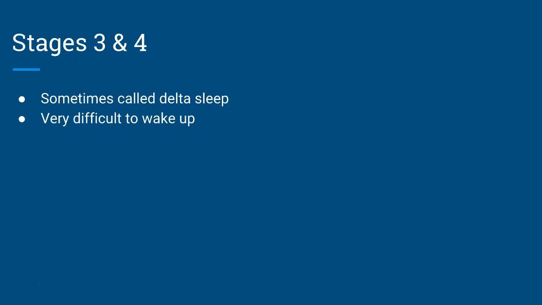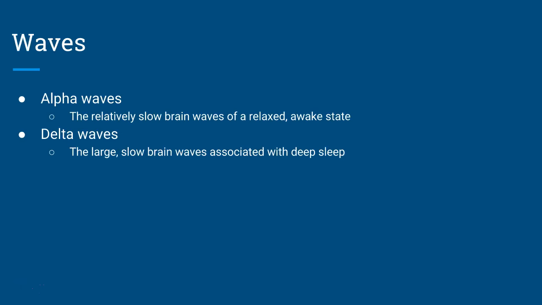Stages 3 and 4 are sometimes called delta sleep. These are where it's very difficult to wake you up. Sleepwalking can occur during stage 4. People can shout your name and you're not going to wake up. Also, if you get woken up during stage 3 or 4, you can be very groggy.